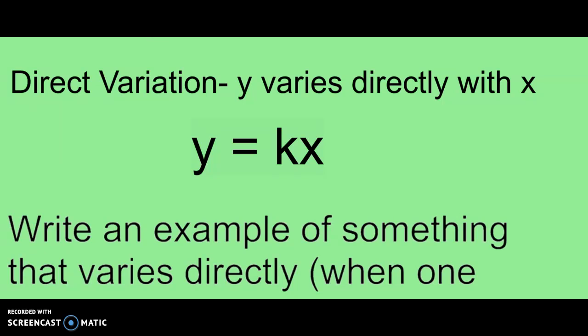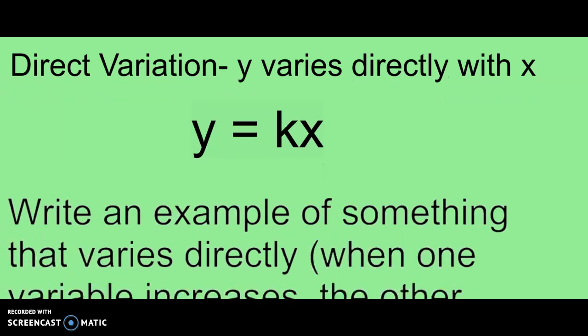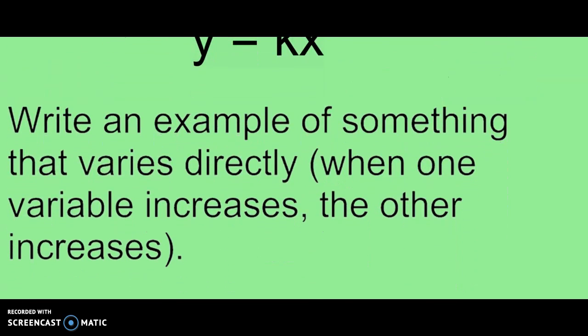They look like simple equations. All right, so y equals kx. So we could think of something that varies directly. So when one thing increases, the other thing increases.